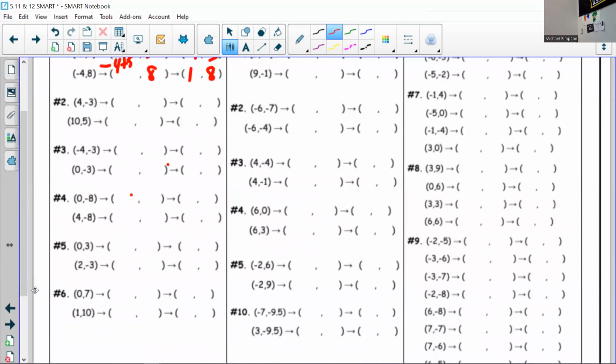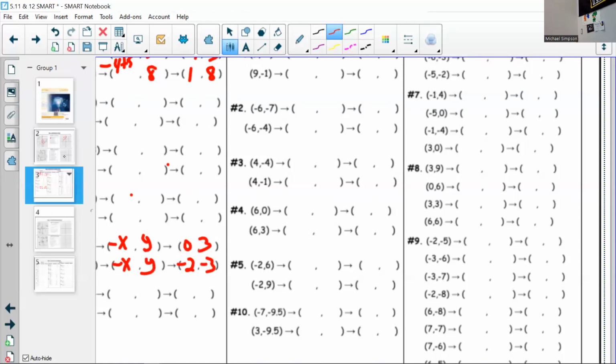It's reflecting over the y-axis. Therefore, only the x changes. I'm going to change the signs on the x. It becomes -x, and the y stays the same. Therefore, -0 is still 0. The 3, I don't mess with the 3. On this one now, I have a +2 here, so I'm going to end up with a -2, and the -3 still stays the same.